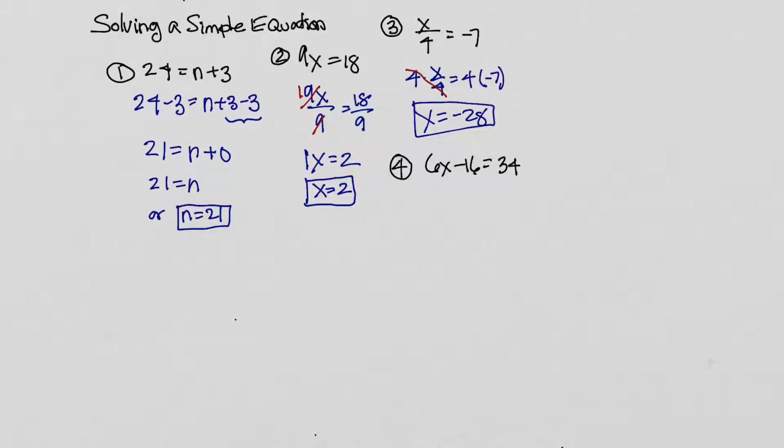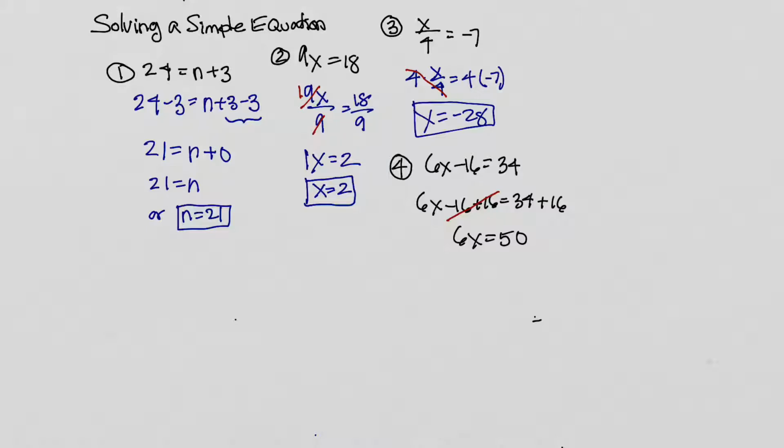So let's first of all add 16. So we'll get 6x minus 16 plus 16. But if I add 16 to that left side, I better do it to the right side. Now, this part right here is 0, but I'm not going to write the 0. I'm just going to go ahead and write what it's equal to. So it's going to be 6x equals 50.